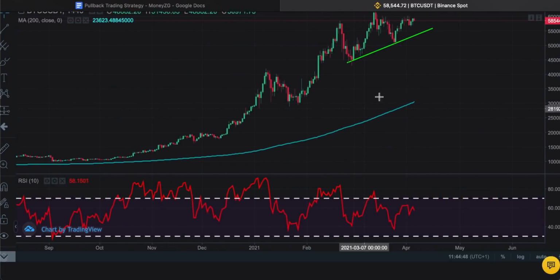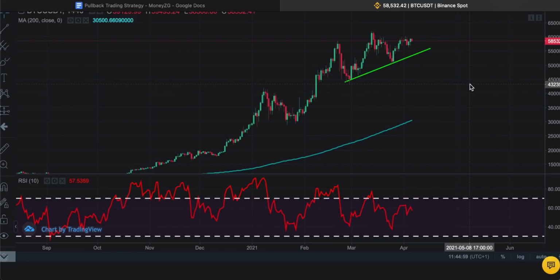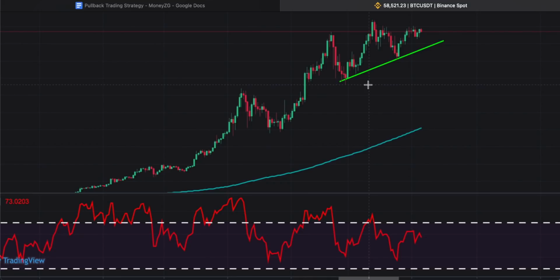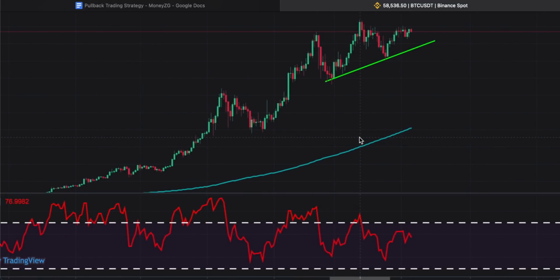But with that said, let's just blow the chart up here and we can see exactly how we would enter our positions onto the Bitcoin chart. So with this strategy, firstly, the 200-day moving average, the chart is way above that. So we're going to get right involved. Then we're going to come down to the RSI.